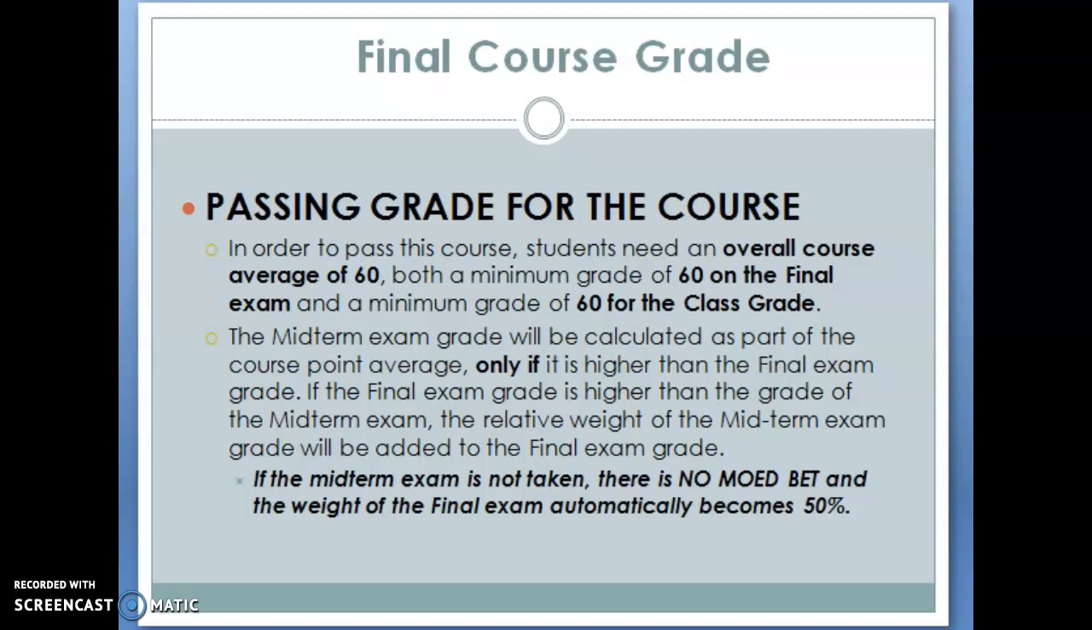So how do you pass the course? This is also in our syllabus, and I suggest that you pause here and read this carefully. Students need an overall course average of 60. That means a 60 on the final exam and a 60 in the class grade or above.